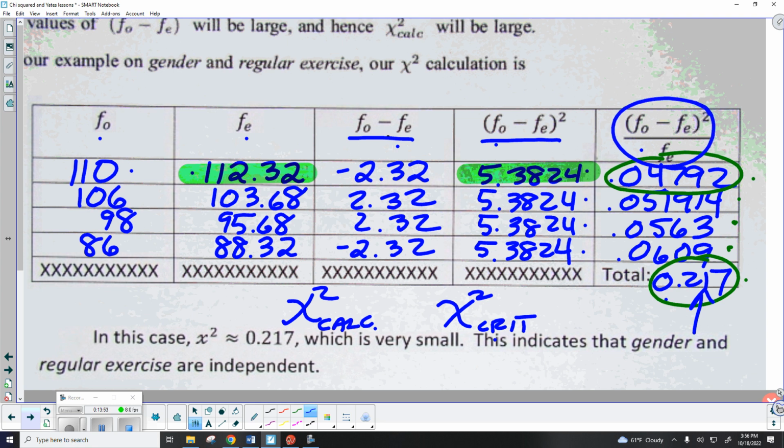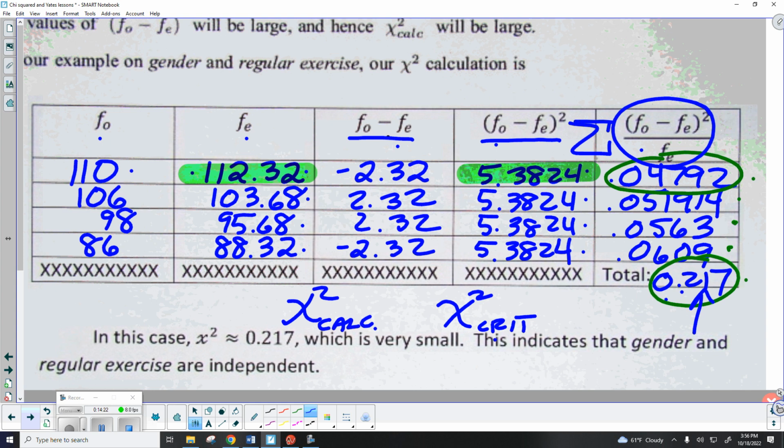But remember, we want to take the sum of all of those values. So that's down here at the bottom. That's how we ended up with a 0.217. Okay. So see, my original values were 110, 106, 98, and 86. Those were the number of people observed exercising or not exercising regularly. Here are the values that we calculated for the expected frequency, and we just applied the operations.